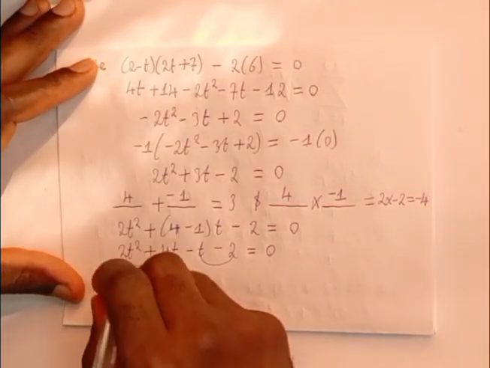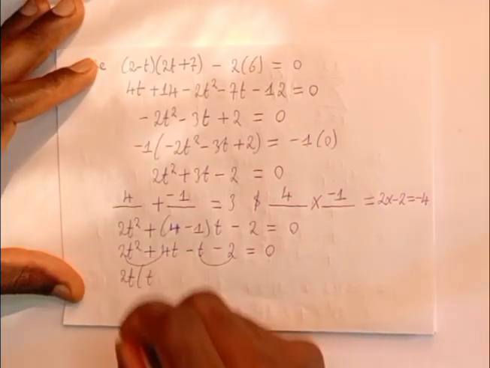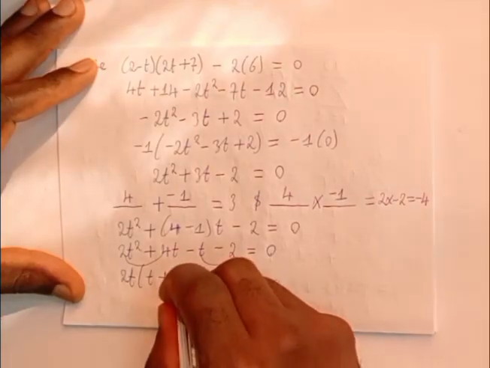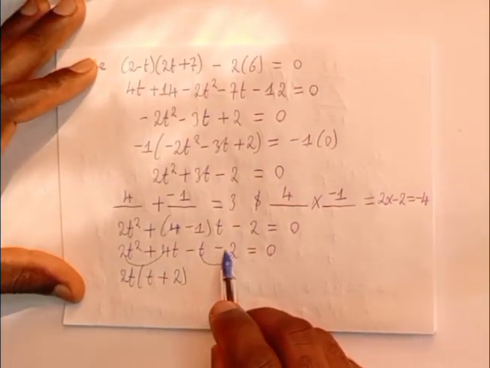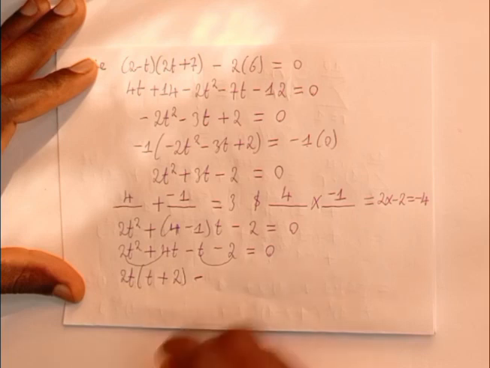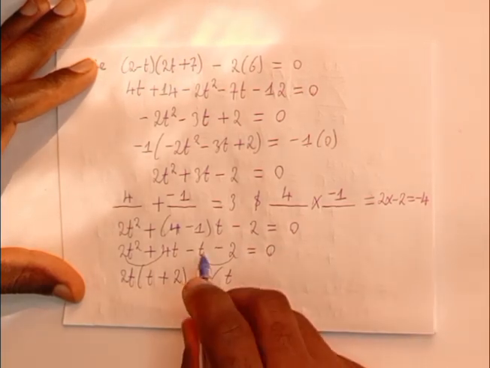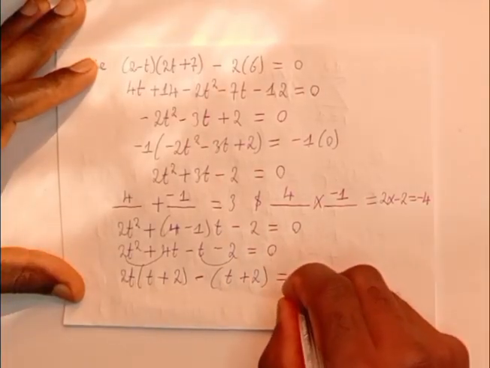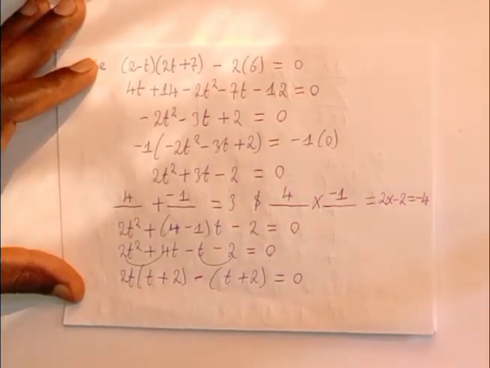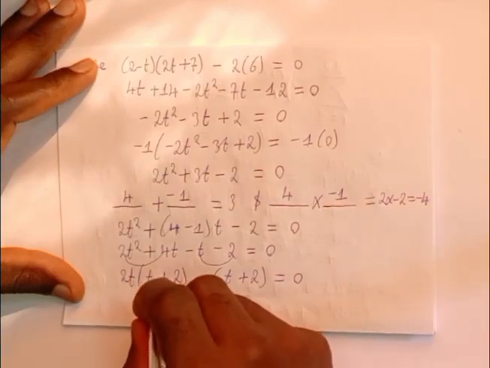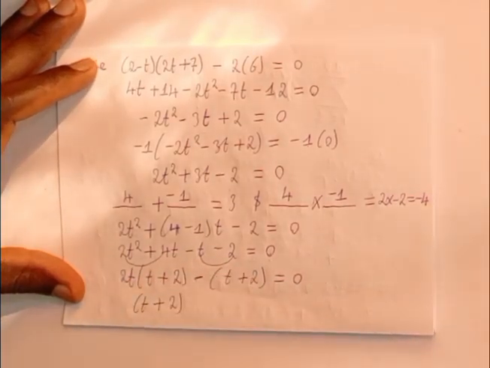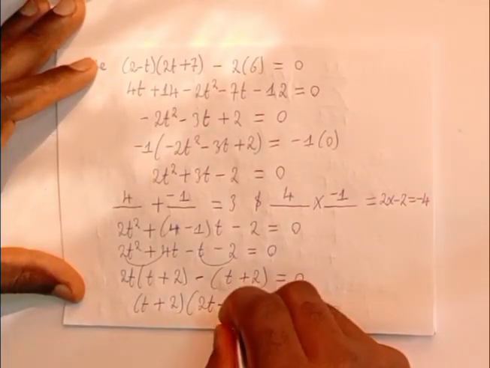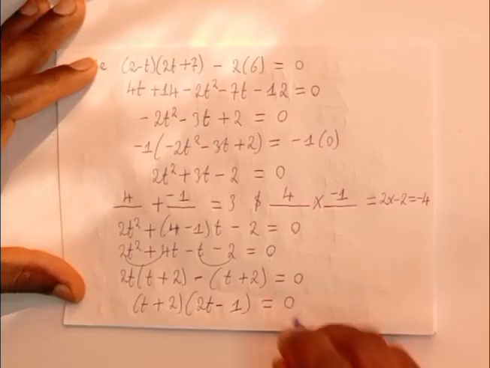For the first pair, 2t is common. 2t times t gives us 2t squared, plus 2t times 2 gives us 4t. For the second pair, negative 1 is common. Negative 1 times t gives us negative t. Negative 1 times 2 gives us negative 2. We equate this to 0. We have two terms, and t plus 2 is common. We factor out t plus 2 times 2t minus 1. We equate this to 0.